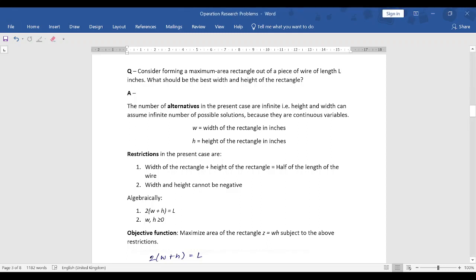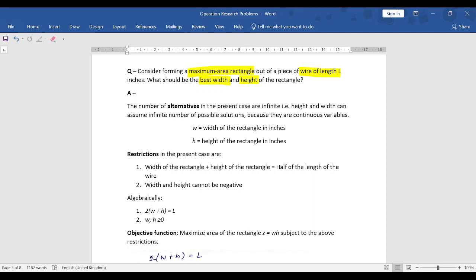Hello guys. So today we are going to solve the second problem in the operation research problem series. So the problem goes as follows. Consider forming a maximum area rectangle out of a piece of wire of length L inches. What should be the best width and height of the rectangle?